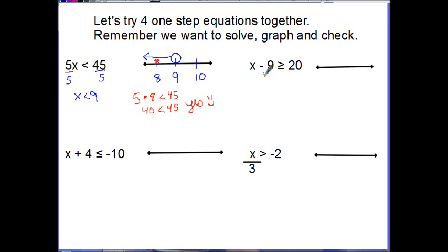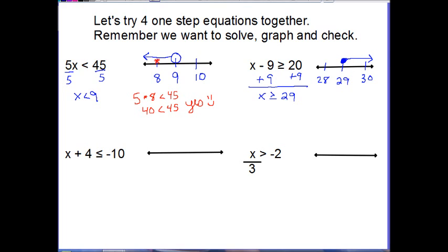Let's go to that next one. X minus 9 is greater than or equal to 20. Let's add our 9 to both sides, which should give me x is greater than or equal to 29. Let's put 29 smack dab in the middle, a smaller number on my left, 28, a bigger number on my right, 30. Now, since our solution reads x is greater than or equal to, there is a line down below, which means I'm going to have a closed circle on my 29. My inequality points to the right, so my solution arrow also goes to the right.